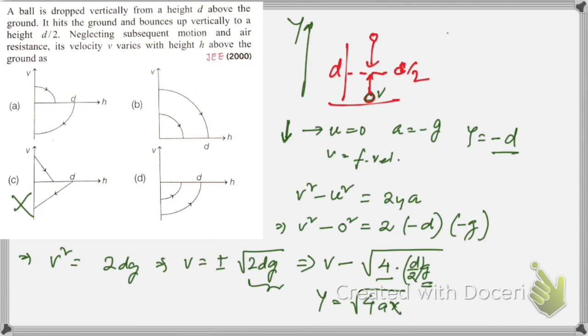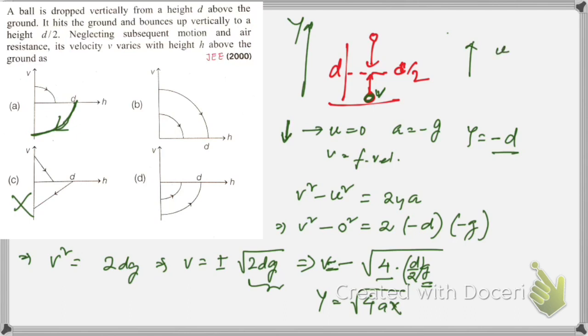So now you see the velocity is increasing while coming downward. So v is equal to minus this one, just wait. So velocity is increasing while coming downward. So this is the graph for the downward motion, and when it is going upward, if the ball strikes with velocity v, then it must bounce back with the same velocity.